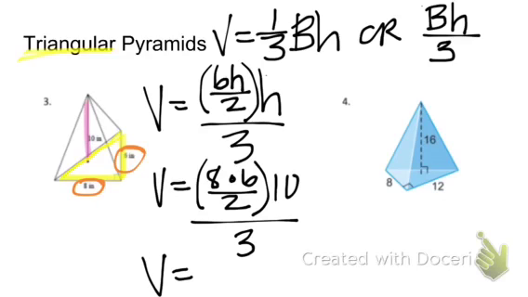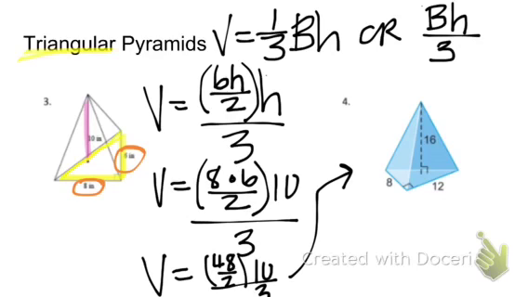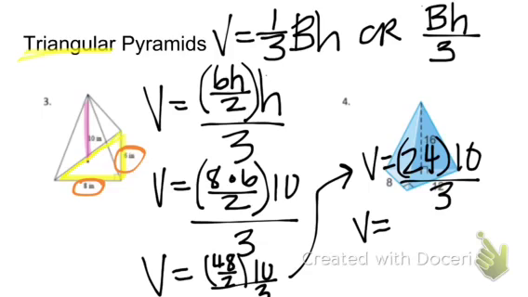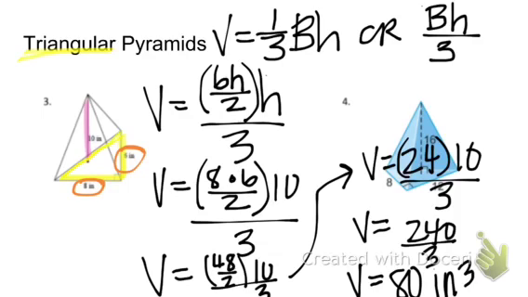So you do 8 times 6, which is 48, divided by 2, times 10 over 3. Sorry, I'm running out of room, so I'm going to move. Okay, so 28, or not, I'm sorry, not 28. 48 divided by 2 is 24, times 10, all of this over 3. So then you have 240 divided by 3. So the volume of our triangular pyramid is going to be 80 inches cubed.